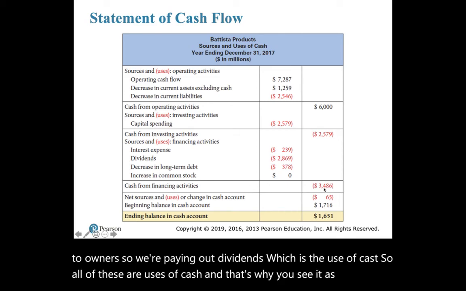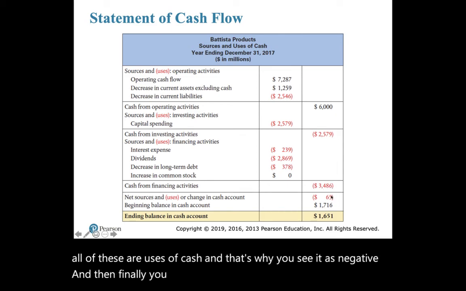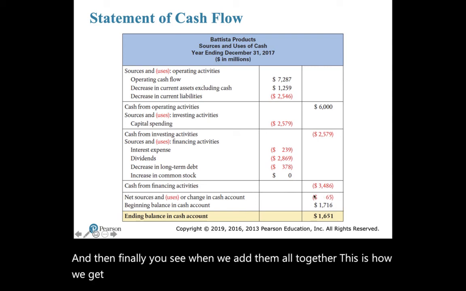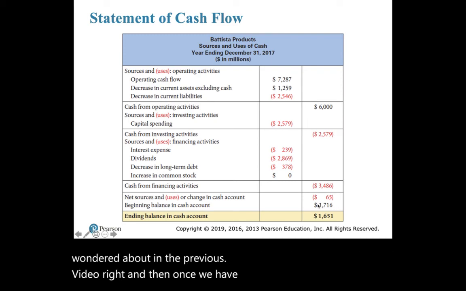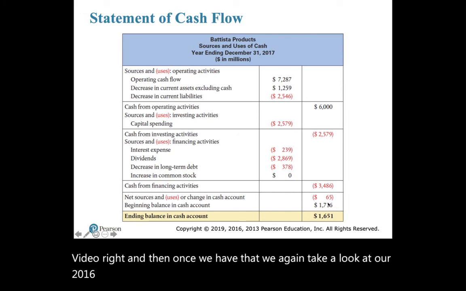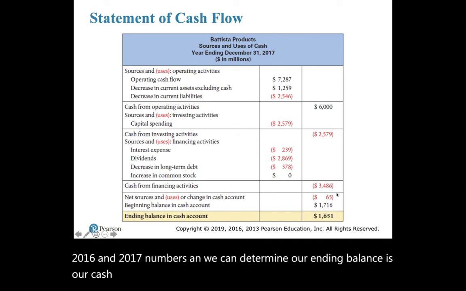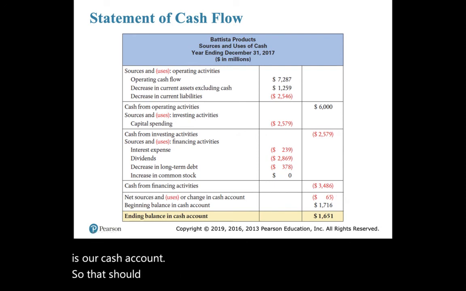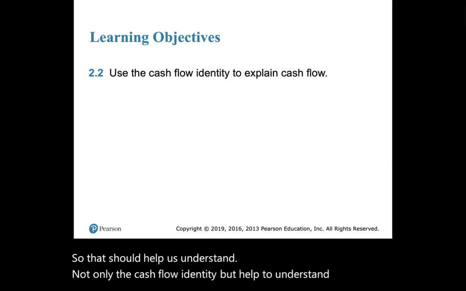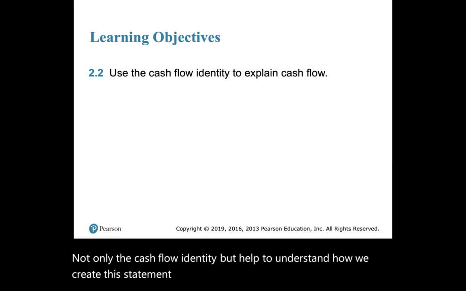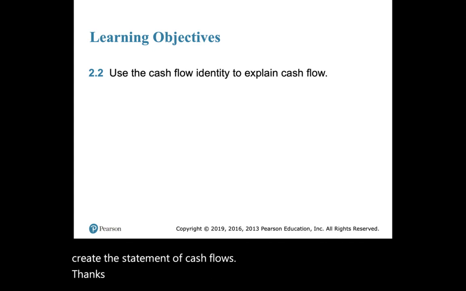And then finally, you see, when we add them all together, this is how we get that negative 65 million that we kind of wondered about in the previous video, right? And then once we have that, we again take a look at our 2016 and 2017 numbers, and we can determine our ending balance as our cash account, okay? So that should help us understand not only the cash flow identity, but help to understand how we create the statement of cash flows. Thanks for watching, and happy financing.